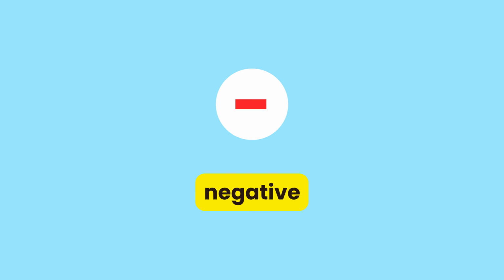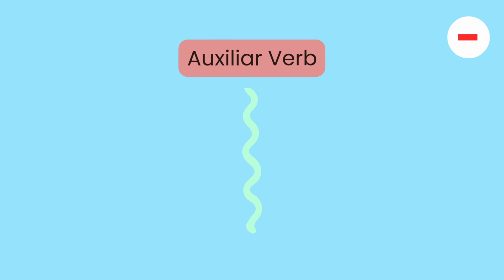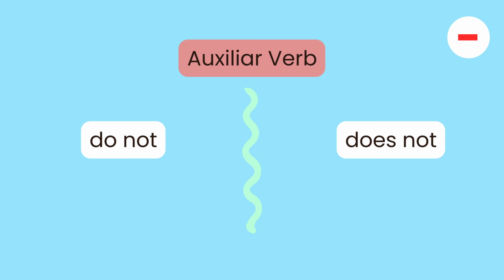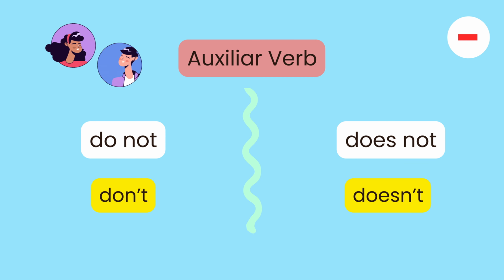Now, let's form the negative form. To make a sentence negative, we use the auxiliary verbs do not or does not. We often use the contractions don't and doesn't in spoken English.